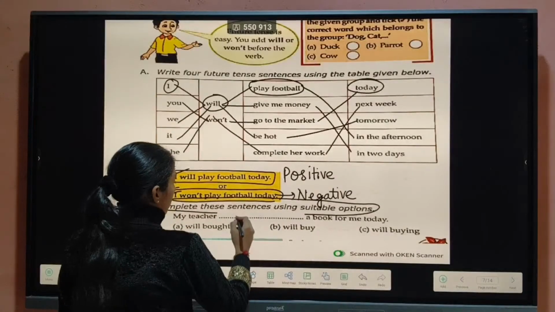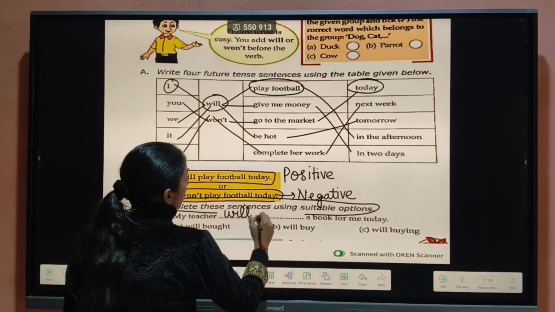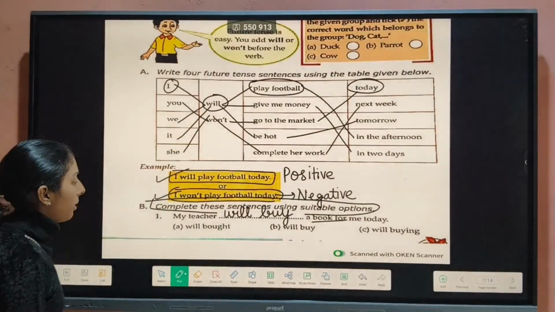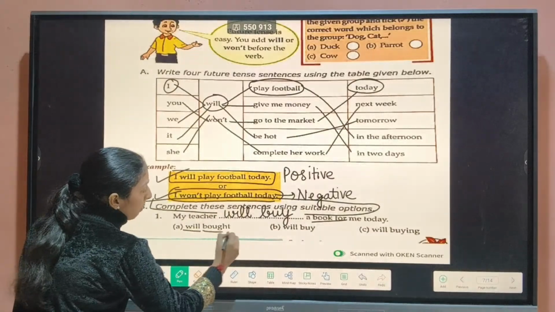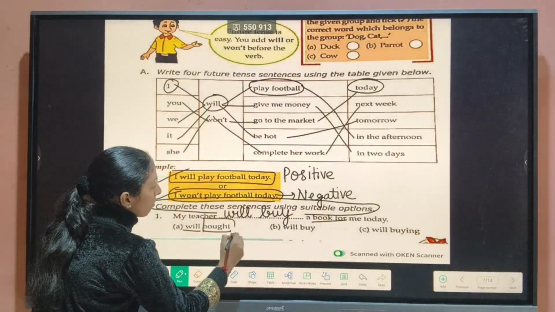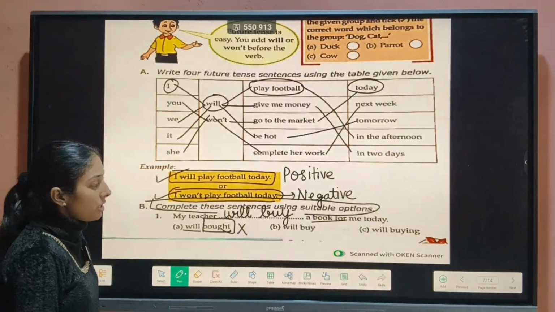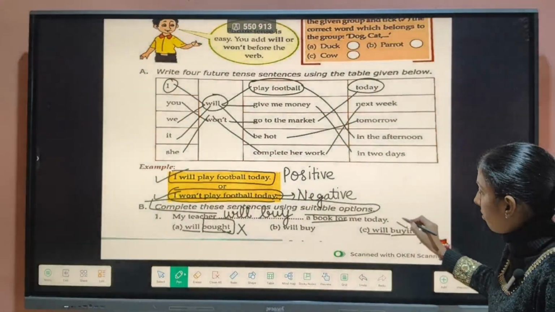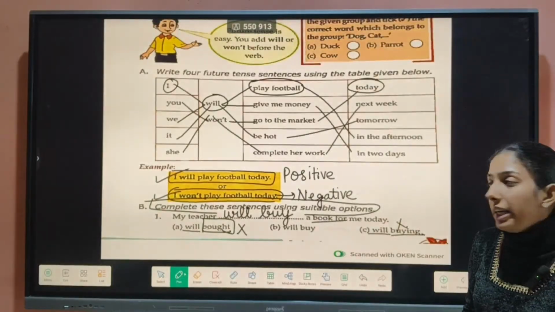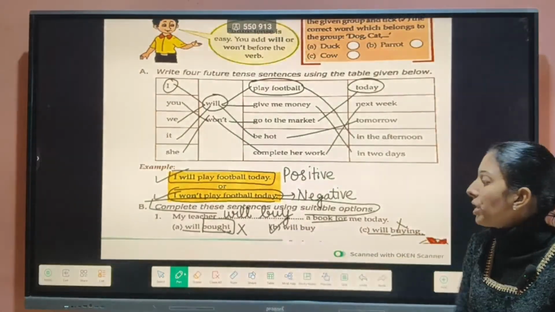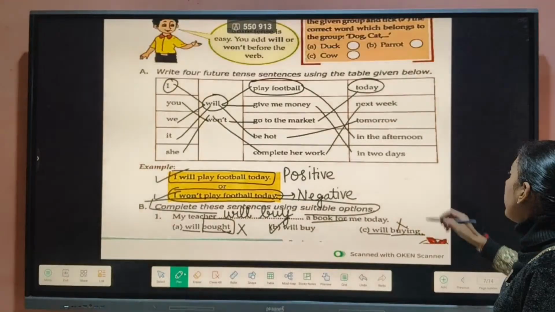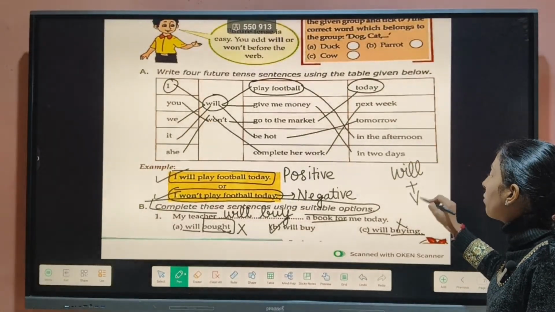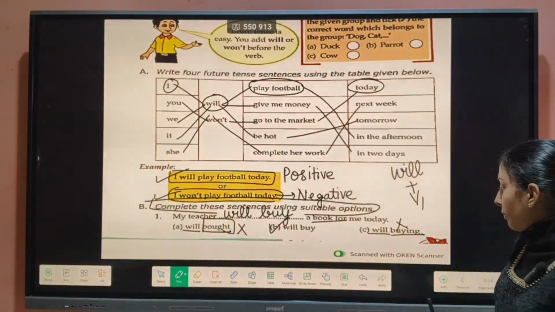My teacher will buy a book for me today. Okay, "will brought" is not the first form, so this option is wrong. "Will buy" is also incorrect. So what will be the correct option? Will buy. In our simple future, what will come, beta? Will plus first form of the verb will come.